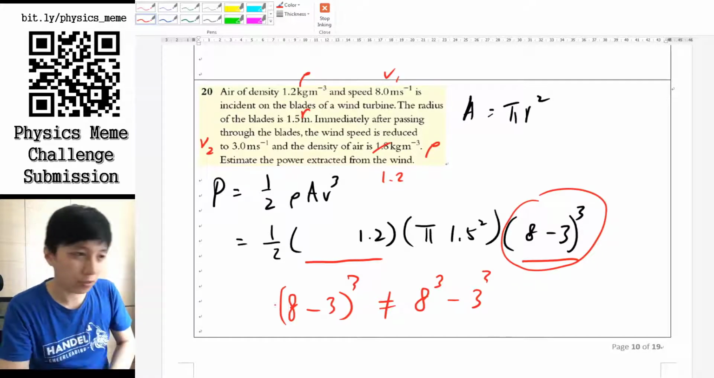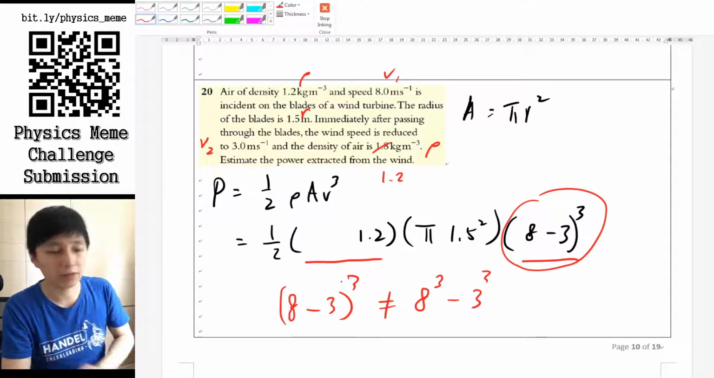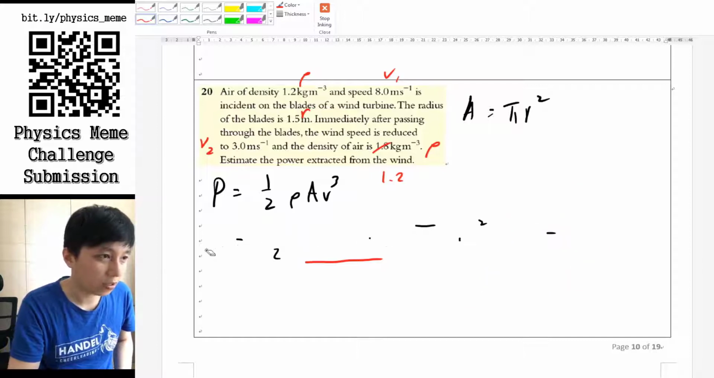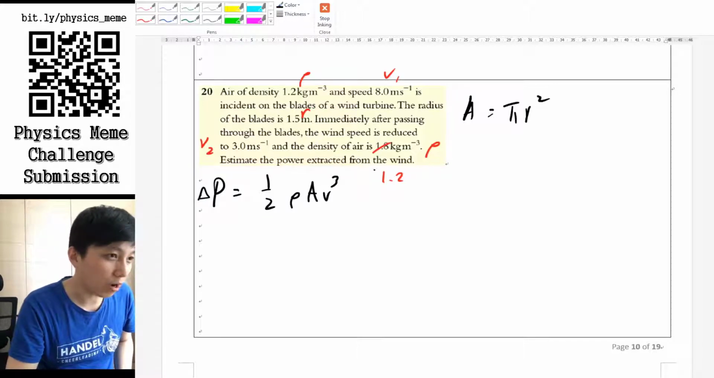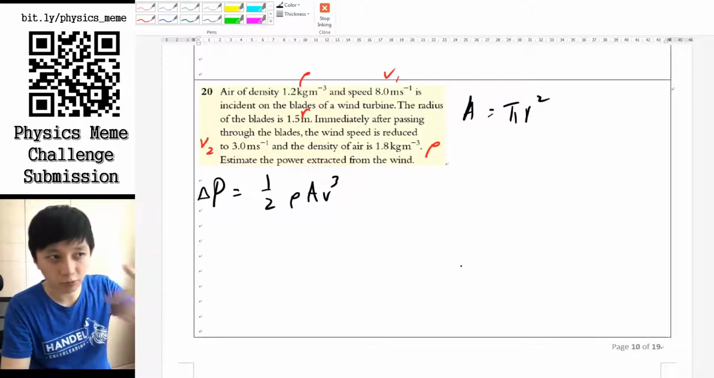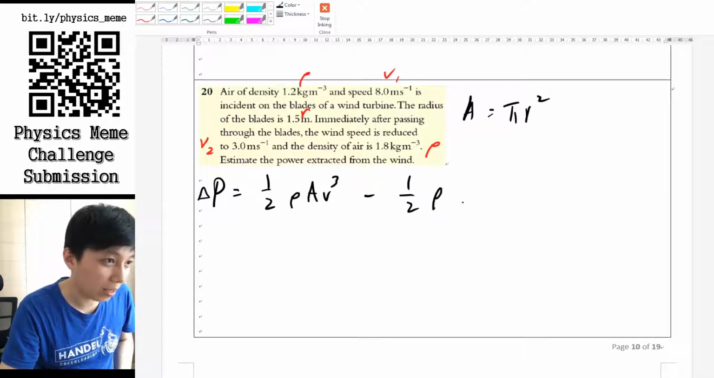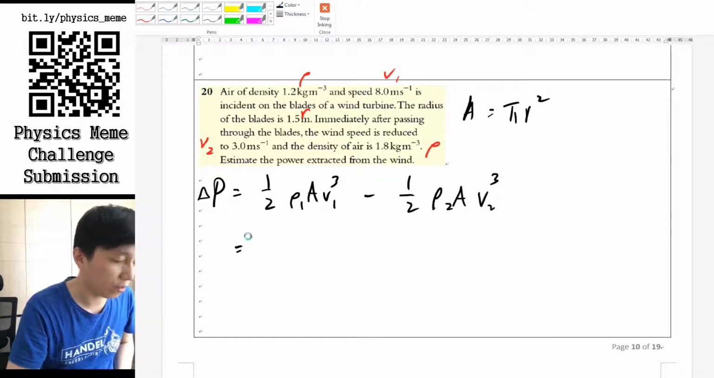The safest way to do it is to calculate the two powers separately, so before and after. So let me show you how I would do it. Let me just erase all these things. How you can do it is simply by finding the power extracted from the wind. What I would do is, again, we'll now restore the density. I will apply the equation twice. So I can do rho 1 v1, rho 2 v2, right? A is the same, so I don't have to give a number.